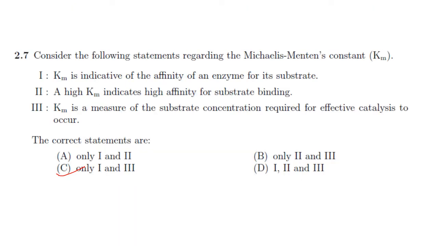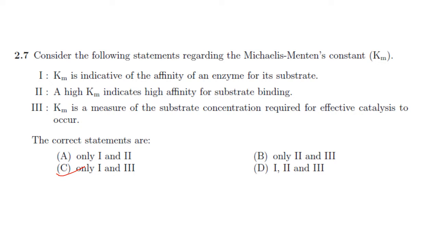Now next one. Consider the following statements regarding Michaelis-Menten constant. Km is indicative of the affinity of an enzyme for a substrate. Now that is correct. Now a high Km indicates high affinity for substrate binding. No, a high Km indicates low affinity, while low Km indicates a high affinity for substrate binding. Then Km is a measure of the substrate concentration required for effective catalysis to occur. So first statement is correct, second is wrong.